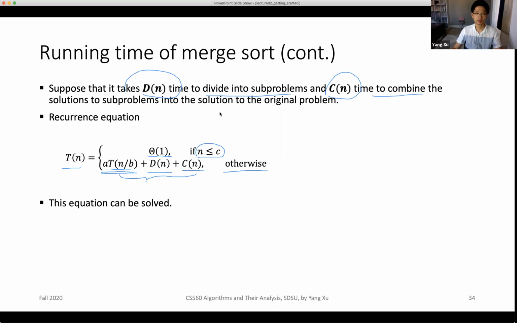So this kind of equation can be solved if we know the values of A and B, and we know the exact form of D and C.